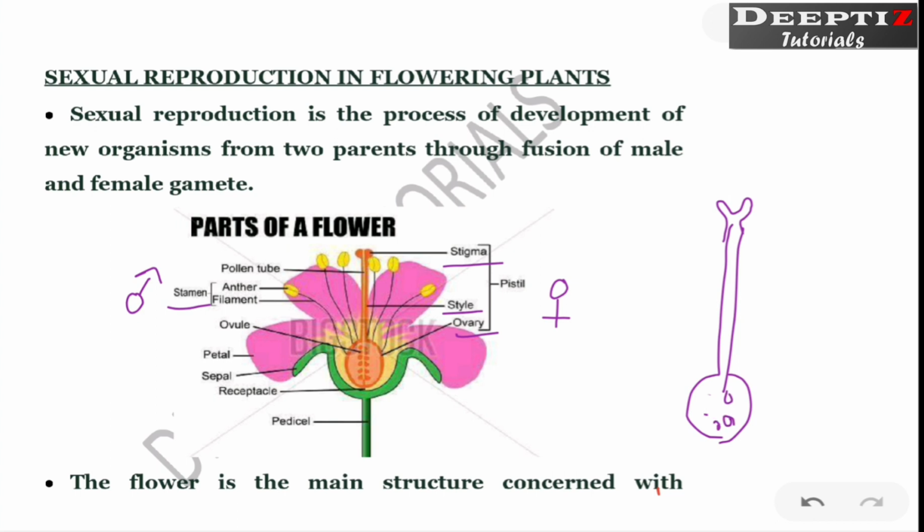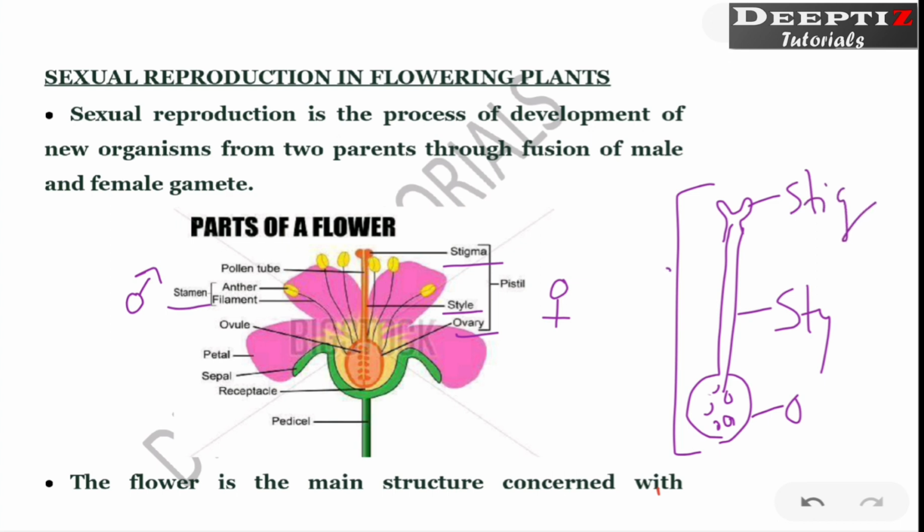Within the ovary, these ovules are there. This entire structure, that is ovary, style and stigma, together is termed as pistil. Now pistil is also termed as carpel.